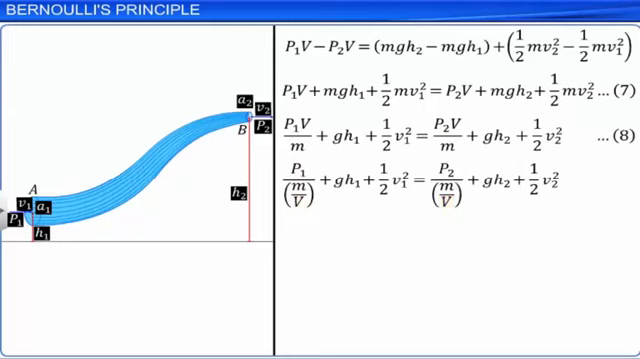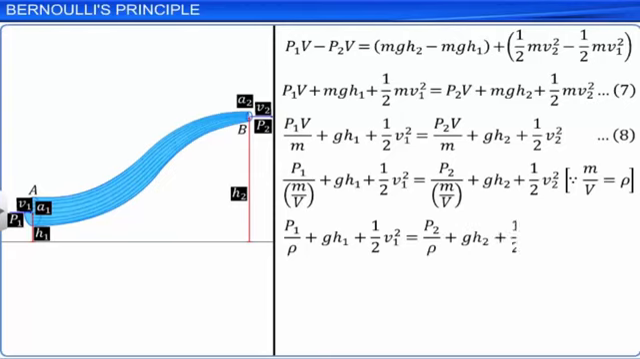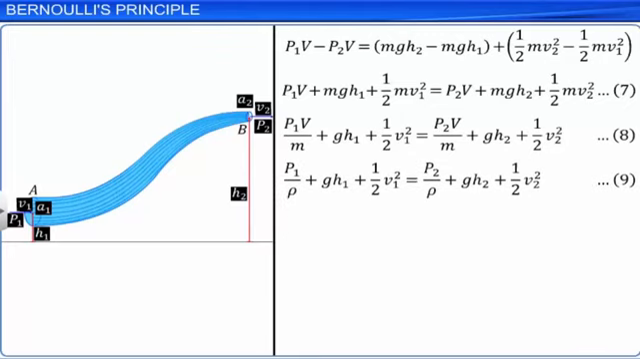As the ratio of mass m to volume V is equal to density ρ, the equation now becomes P1 by ρ plus gH1 plus half V1 square is equal to P2 by ρ plus gH2 plus half V2 square. This relationship holds good at any point in a streamlined flow. Thus, we can say P by ρ plus gh plus half V square is constant across all points in a streamlined flow.